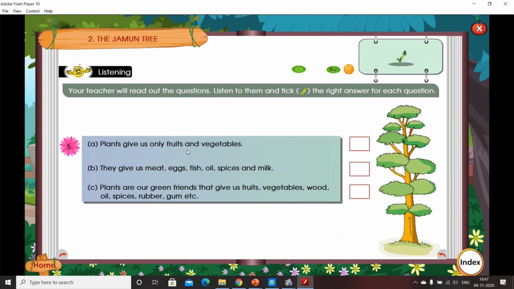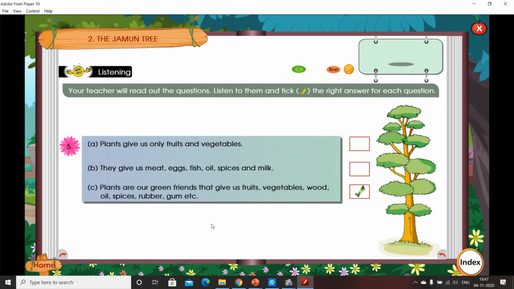Plants give us only fruits and vegetables. They give us meat, eggs, fish, oil, spices and milk. Do plants give us meat and eggs? No. Plants are our green friends that give us fruits, vegetables, wood, oil, spices, rubber, gum, etc. So which is the correct one, children? Yes, because it gives everything but not the meat and eggs and fish. It gives everything, that is oil, spices, rubber, gum.